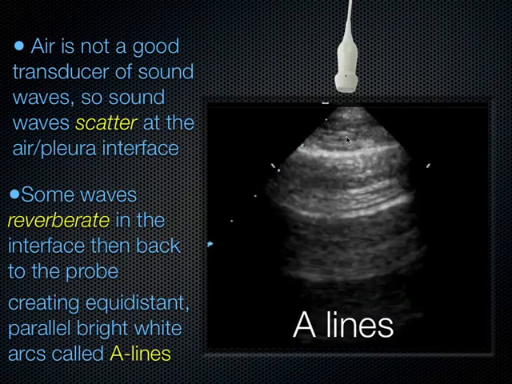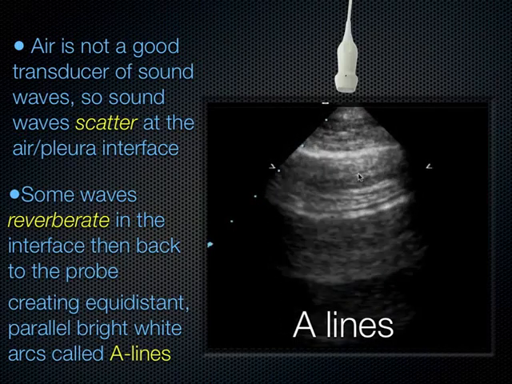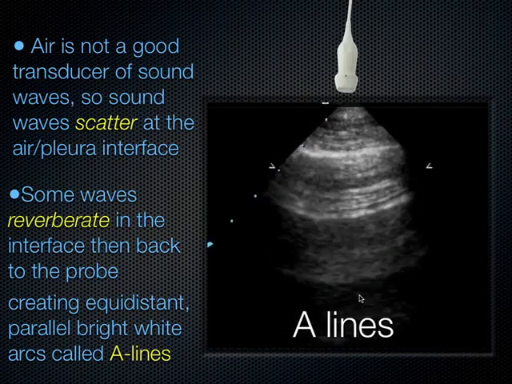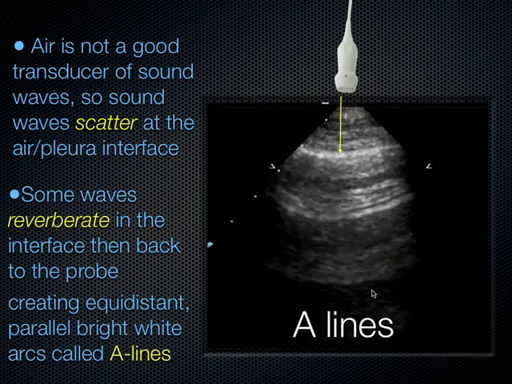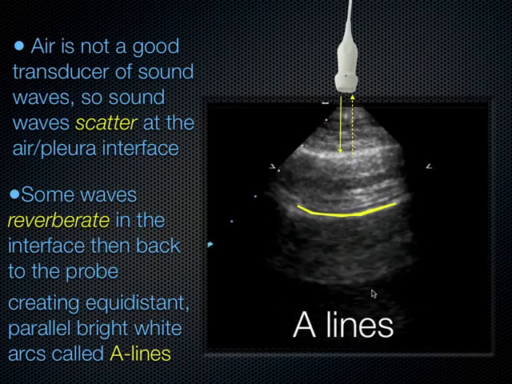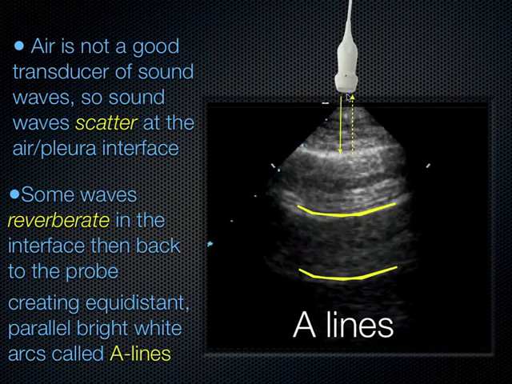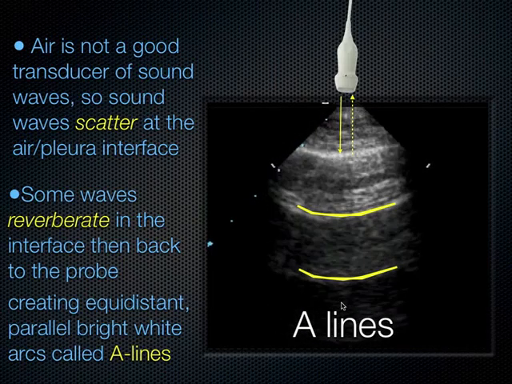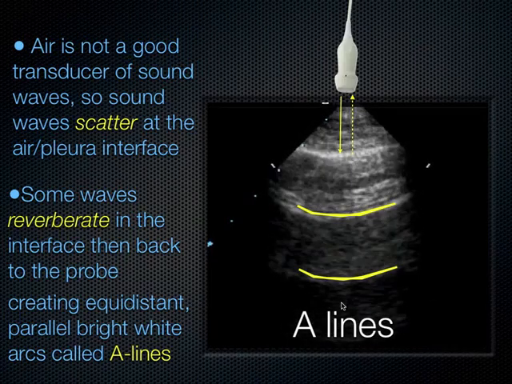That's because some of the sound waves are reverberating back and forth again, and we get these equidistant, parallel, bright lines coming down, or A lines. So there's the pleural line, and then there's the first A line, and then there's the second A line. And they repeat at this equidistant interval. And that's normal. That's what we expect to see in normal lung, although sometimes you can see this with pneumothorax.